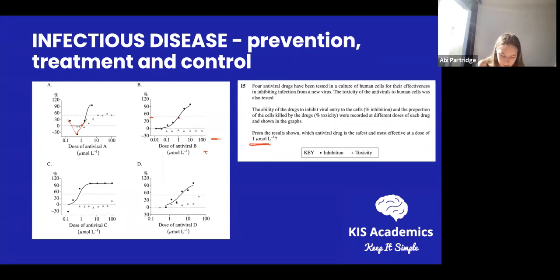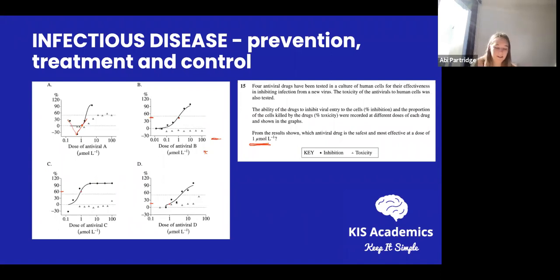For option C, you can see that the graph indicates it's about here. If you follow the line up, it's about 60. And then the next one, part D, is only about here, which is maybe 15.